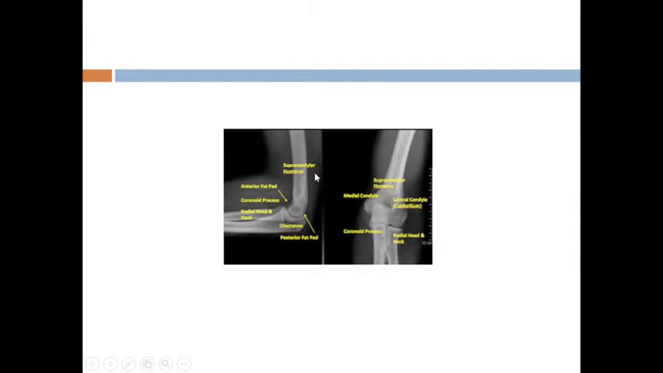In children, a fall on an outstretched hand causes injury to the supracondylar area of the humerus. That particular area is very weak in children, so there is more chance of fracture to that area.